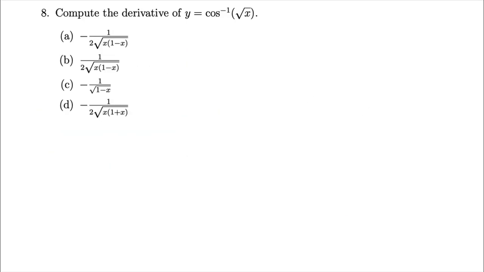Okay, so number 8 says compute the derivative of y equals inverse cosine of the square root of x. So once again, we are going to have to use the chain rule. Let's start by designating u equals square root of x, and then our u prime is going to be equal to 1 over 2 square root x.